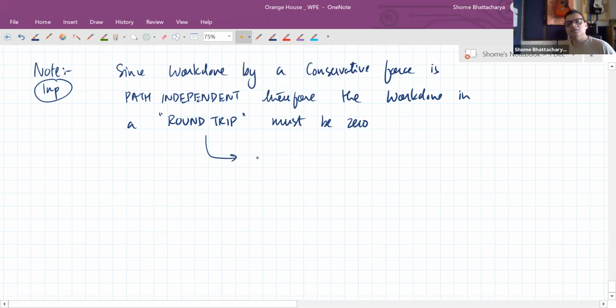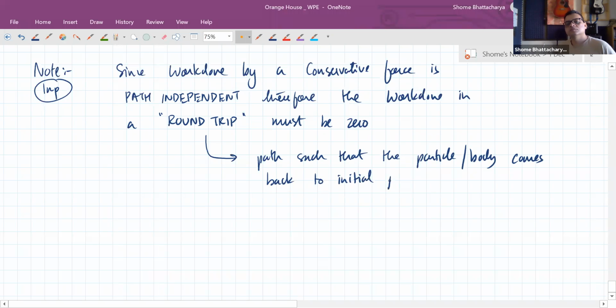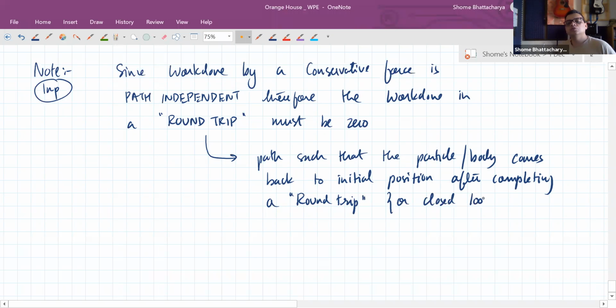So round trip का मतलब क्या है? It is a path such that the particle or body comes back to the initial position after completing a round trip or a closed loop. So this is an important property of conservative force.